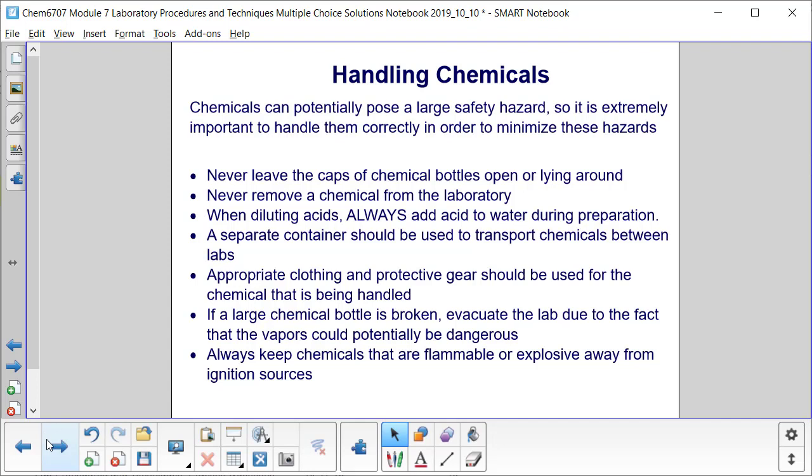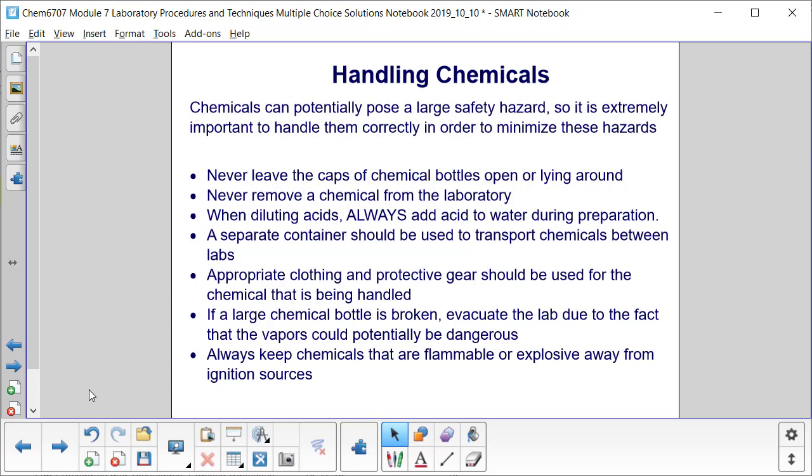A separate container should be used to transport chemicals between labs. So if you have a bin or a tub, you want to put them in that to go in between lab spaces. Appropriate clothing and protective gear should be used for the chemical that is being handled. So lab coat, safety glasses, gloves, sometimes underneath a fume hood or with a face shield.